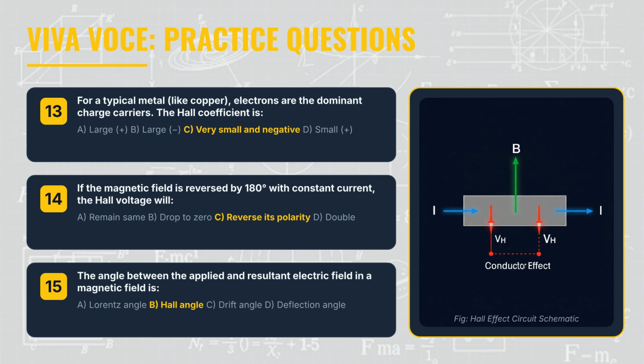Question 13. For metals like copper, the Hall coefficient is typically very small and negative. Question 14. Reversing the magnetic field reverses the Hall voltage polarity. Question 15. The angle between the applied and resultant electric field is known as the Hall angle.